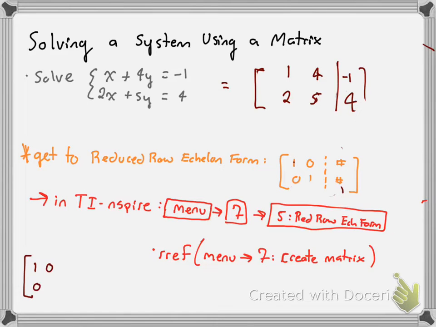1, 0, 0, 1, 7, negative 2. So how I would want to read that is I would see that x equals 7 for this system and y equals negative 2.